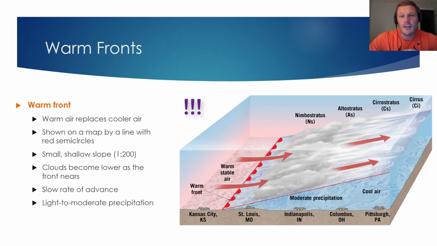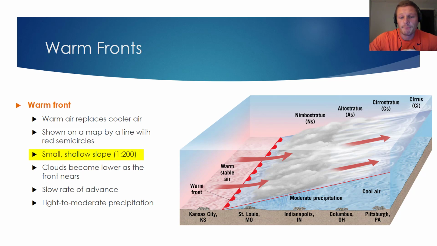Now, I'd like to state on the record that you might see this picture and the picture on the following slide on quizzes and tests, and it's very important that you know the defining characteristics for both warm fronts and cold fronts. For starters, a warm front will have a very small, shallow slope, and you see a ratio of 1 to 200.